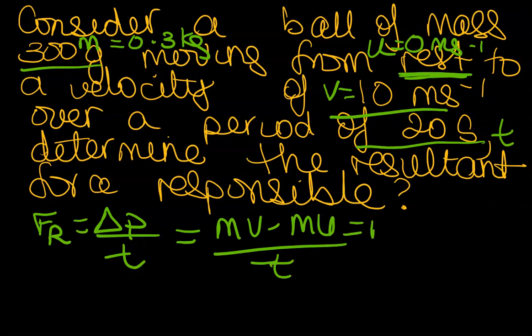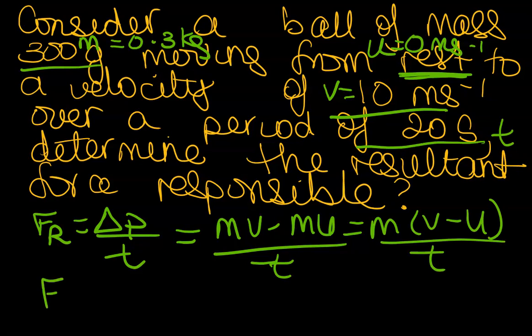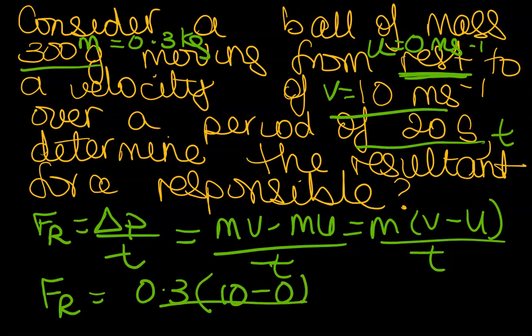And I could break it down to m(v minus u) over t. So my resultant force will be 0.3 by (10 minus 0) over 20. So 0.3 by 10 is 3. And 3 divided by 20 seconds is 0.15 newtons. So it's a pretty small force, but nonetheless, it allows us to establish fundamentals.